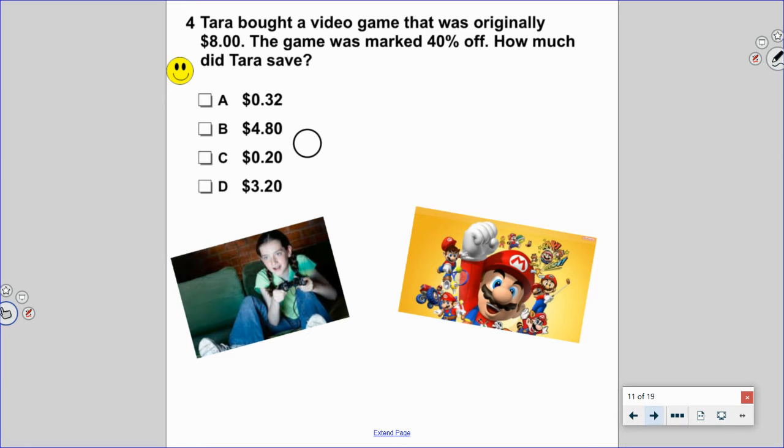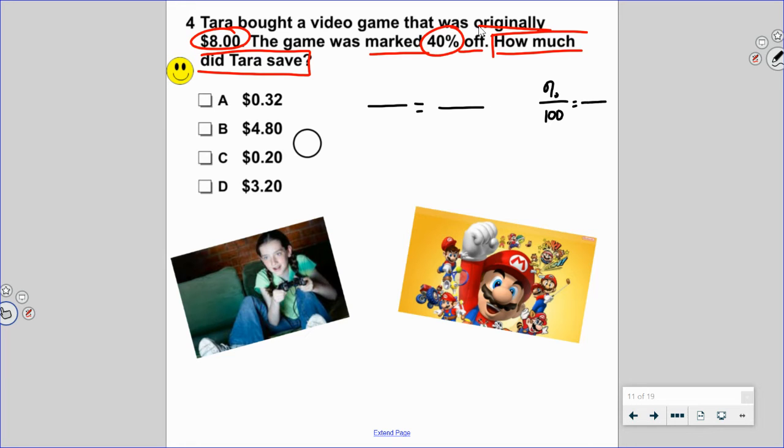Onward. Tara bought a video game that was originally $8. The game was marked 40% off. How much did Tara save? Oh, now this is interesting. Slightly different than our previous. Remember, percent versus 100, change versus original. But check this out.